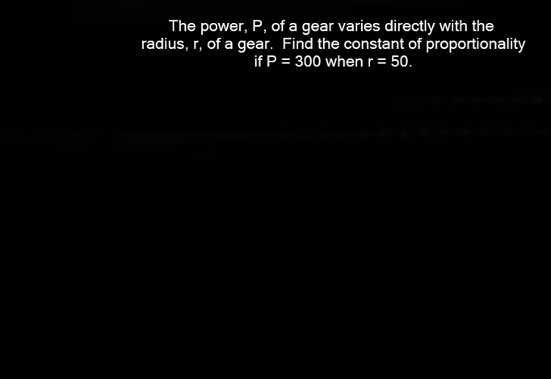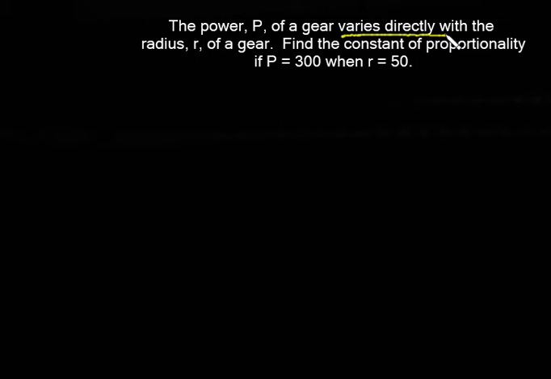Okay, so here's an example of a problem with proportionality. It says here, power P of a gear varies directly. There's my key part. With the radius R of a gear, find the constant of proportionality if P equals 300 when R equals 50.